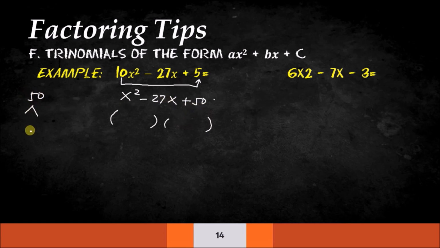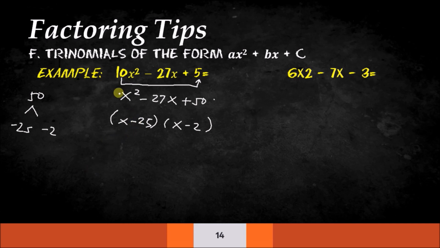Ano kaya yung factors ng 50 na yon? Obviously, those are negative 25 at saka negative 2. Pag pinag-multiply mo yan, lalabas yung positive 50. Pag pinag-add mo yan, lalabas yung negative 27, expected. Kaya ang magiging tentative factors natin ay x minus 25 at saka x minus 2. Sa dalawang factors na yan, go tayo dun sa next na step.